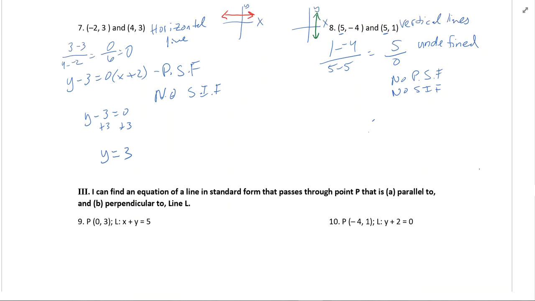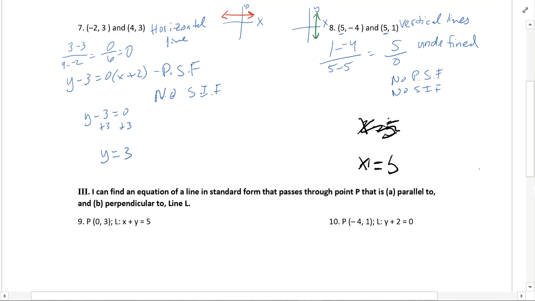Let me erase this. X equals 5. Okay, so x equals 5. Sorry about that. Not sure why it's not working. So x equals 5. There we go. X equals 5. That's the equation of that line.